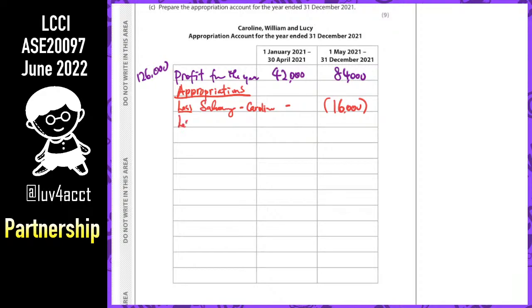And then also interest on capital, 6%. All 3 partners can enjoy this. So it is Caroline, William.